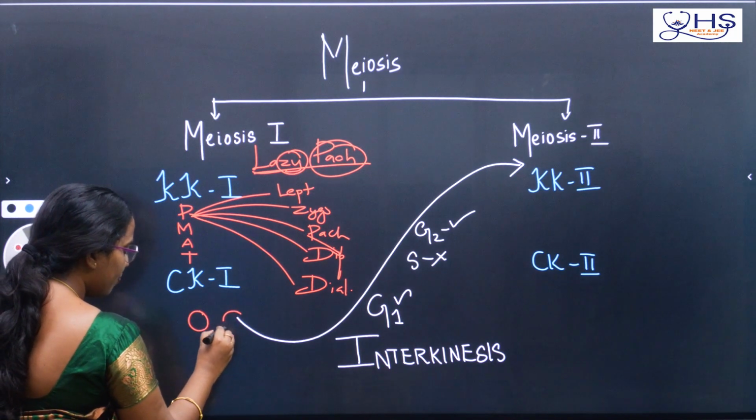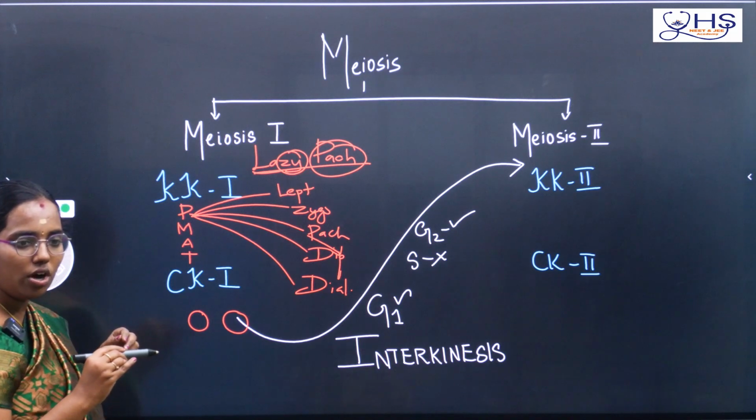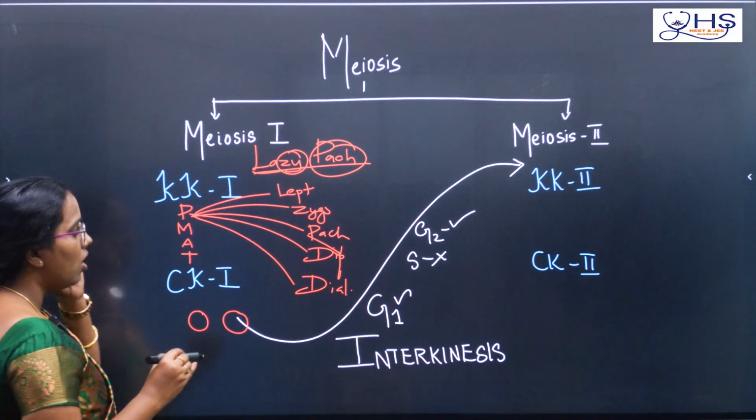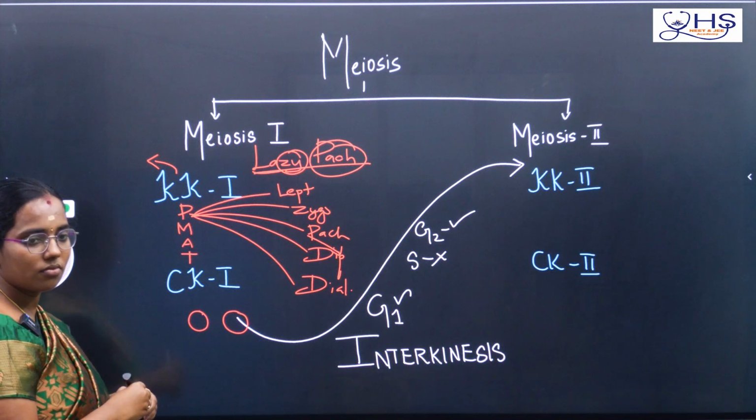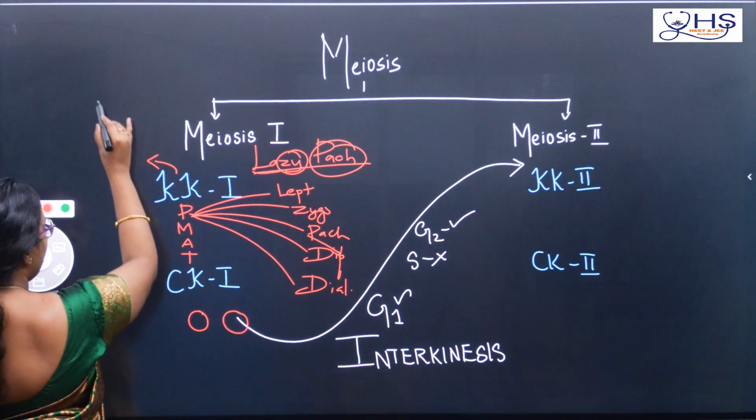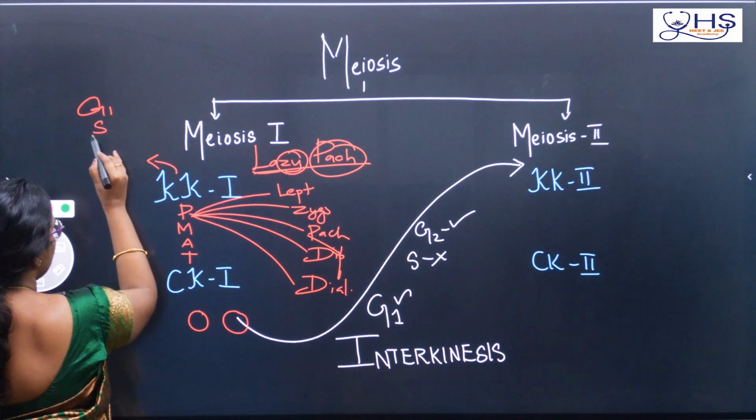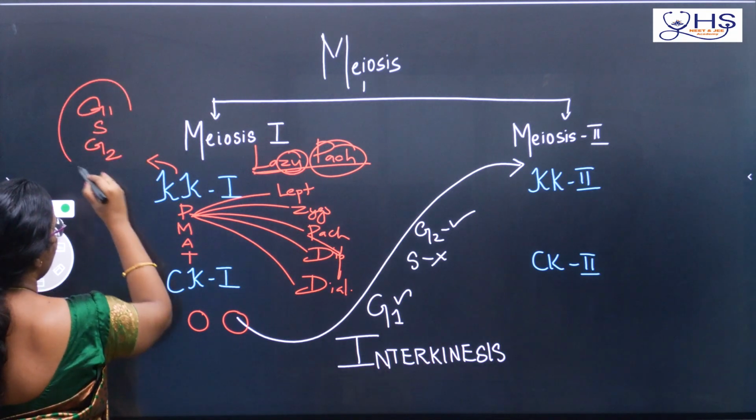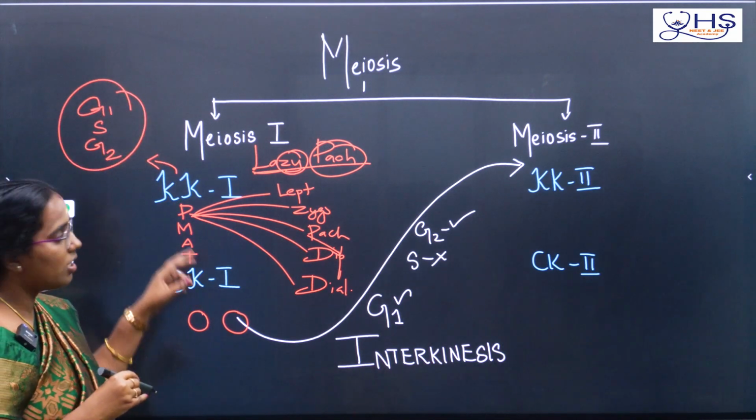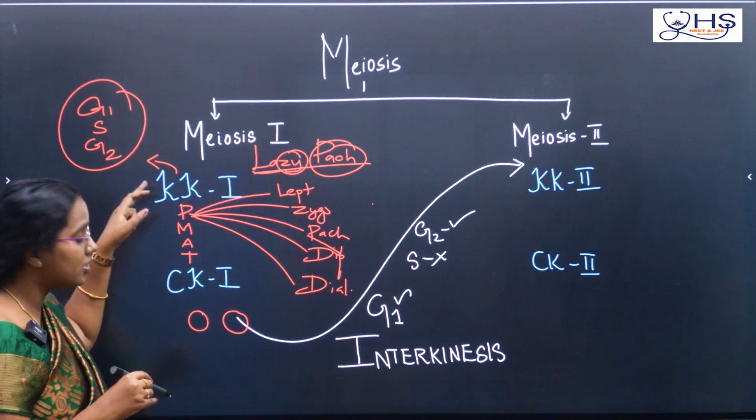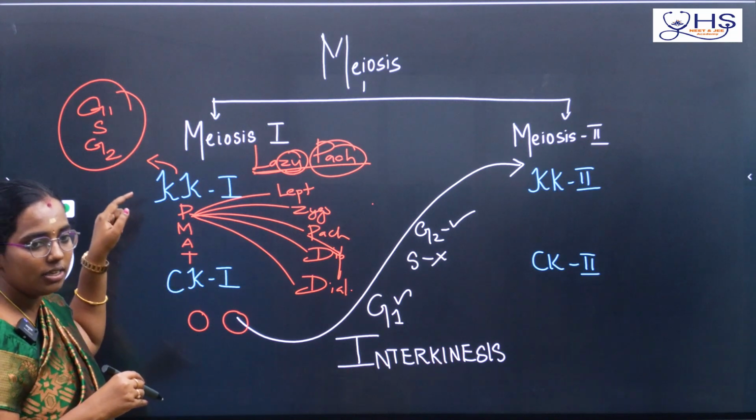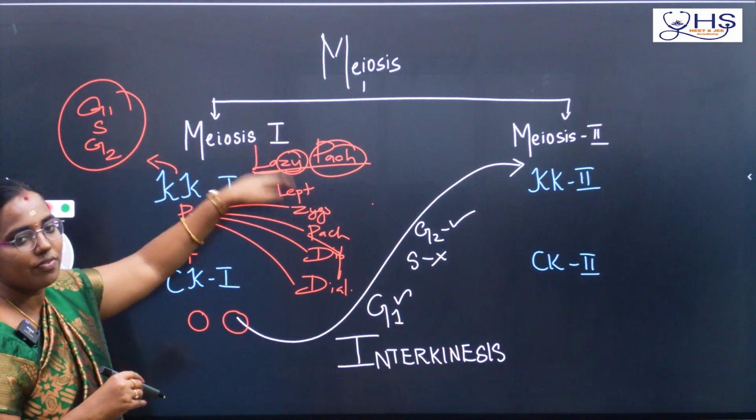At the end of meiosis 1. Before karyokinesis, is there any process? G1, yes, G2, yes. After the interphase only we have karyokinesis. So after this we have karyokinesis 1. Karyokinesis 1 is divided into 4 subphases, and prophase is divided into 5 subphases.